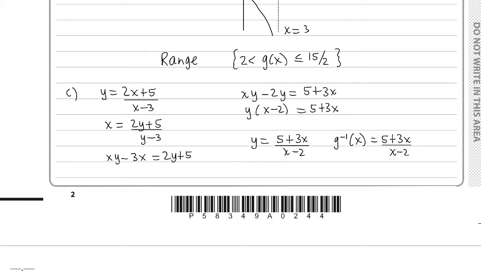And I also need to state the domain. The domain of g inverse is simply the range of g. So I only have to say 2 less than x less than or equal to 15/2. So we found the inverse. We have to be careful because we're being asked to find the domain actually. So we just use the answer to part B. That was question 1.